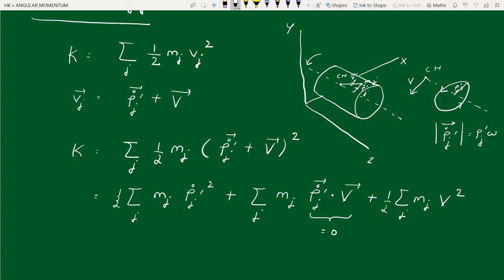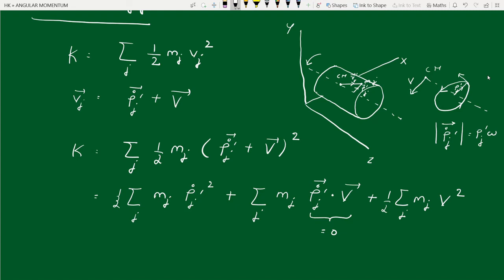And how can we show this? Because if you look at this figure, the second figure, here the direction of rho j prime dot will be tangential to this circle. So it will be in the xy plane, right? So if you consider this circle, it will be tangential here.